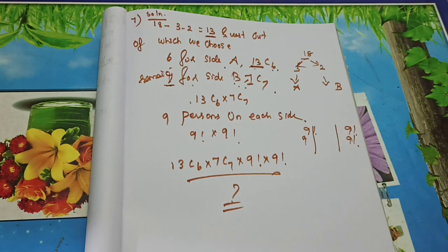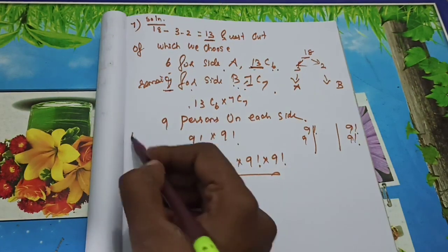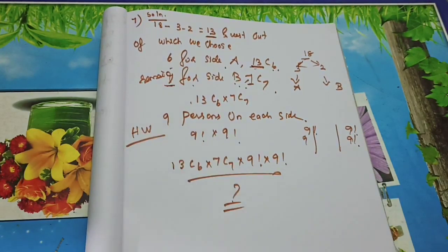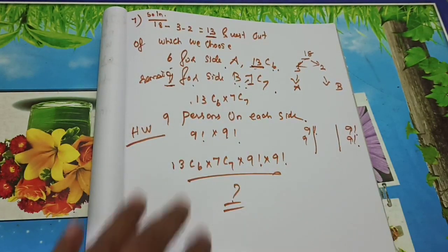So 9 persons this side, 9 persons B side. They will choose according to their wish. So 9 factorial, that side also 9 factorial. Using the fundamental principle, we will multiply all this, and if you simplify, you get the answer. Will you do it? This is homework for you. Complete it. Okay, let's move to the next problem.